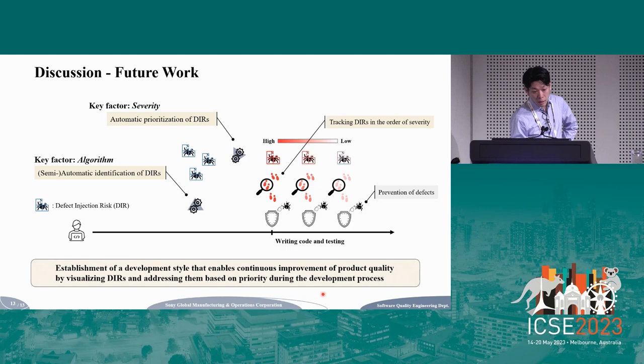As a conclusion, we've decided to start to study two key factors. One is defining a procedure to identify DIRs so as to automatically identify them. The other is a severity definition for DIRs in order to automatically prioritize identified DIRs. Consequently, we expect to establish a development style that enables continuous improvement of software quality.